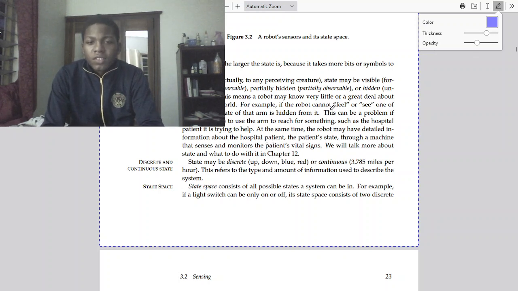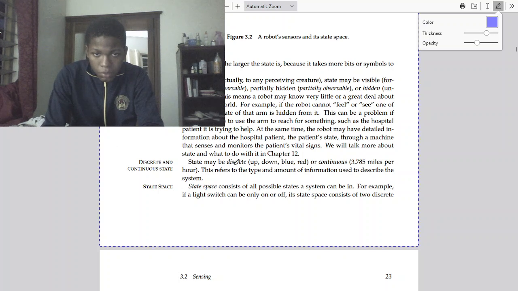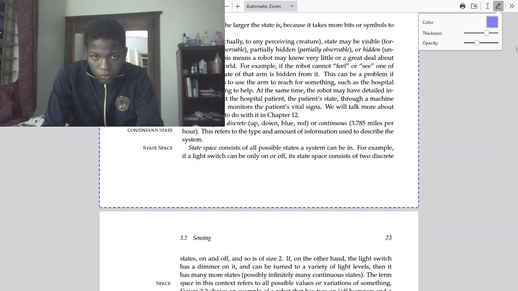That's interesting actually. So this can be a problem if the robot needs to use the arm to reach for something, such as the hospital patient it's trying to help. At the same time, the robot may have detailed information about the hospital patient's state through a machine that senses all the monitors and the patient's vital signs. Talk more about state and what to do in chapter 12.